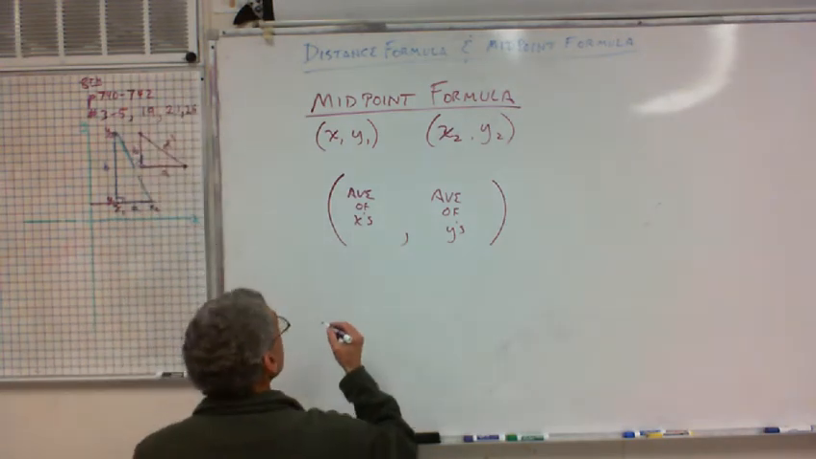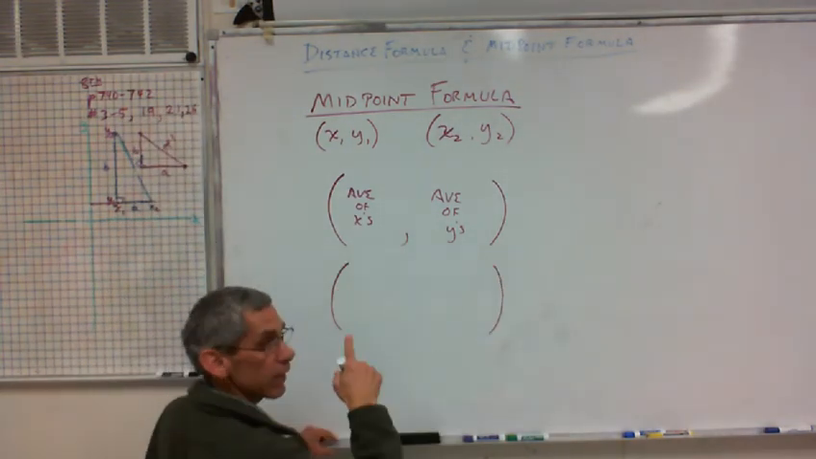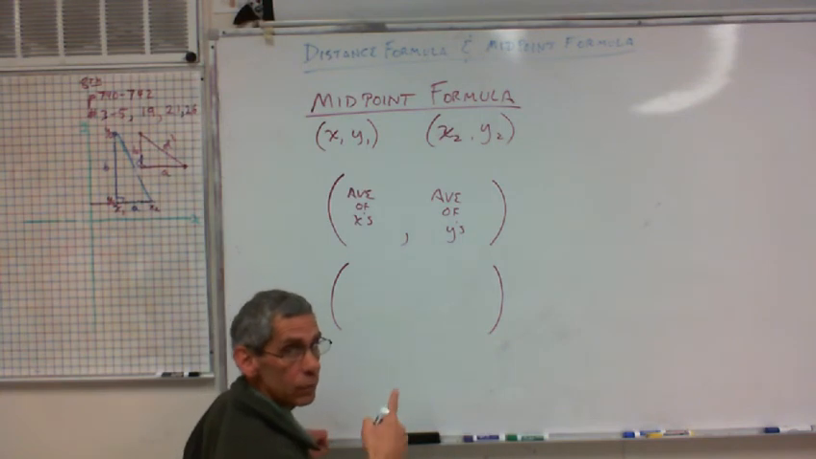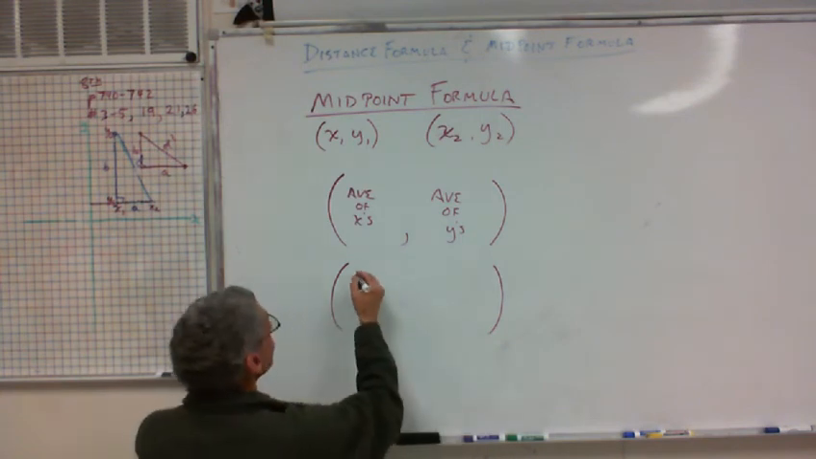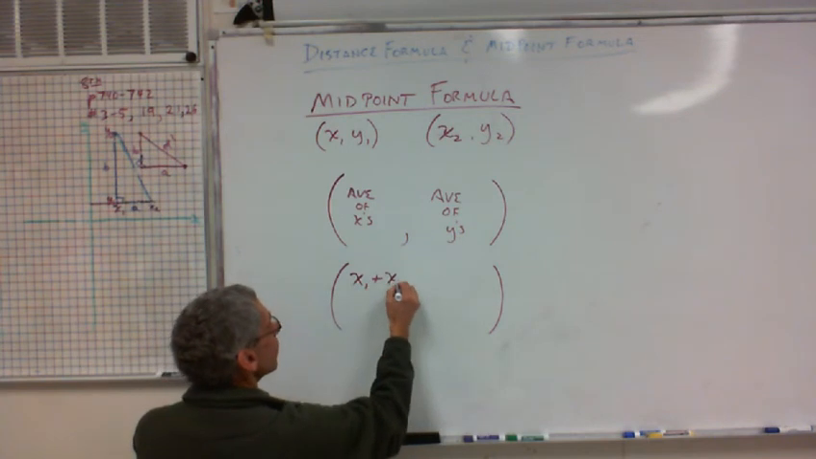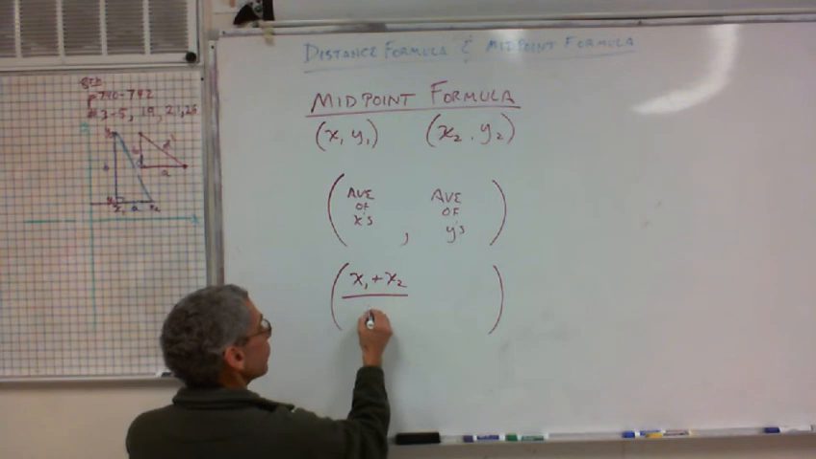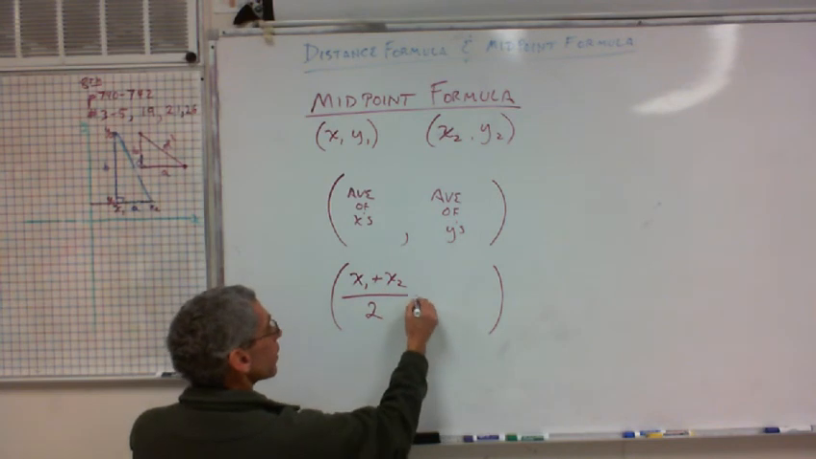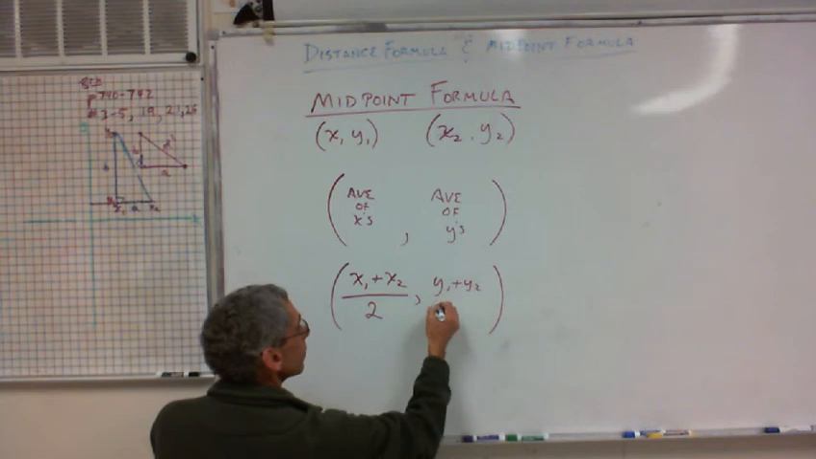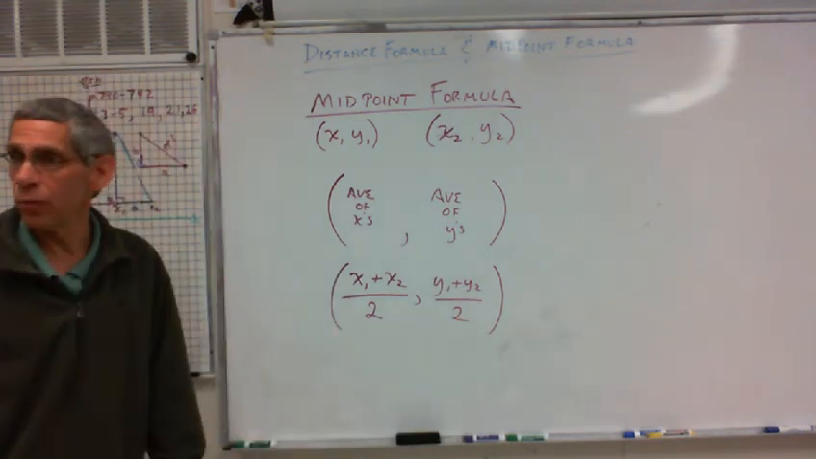That's the formula. And so if you all recall what average means, it means you add things together and divide by the number of things you added together. Remember that? Right? So I'm adding the x's. So x1 plus x2 divided by how many did I add? I added two of them, so I'm going to divide by 2. Comma y1 plus y2 divided by 2. And that will give you the midpoint of any line.